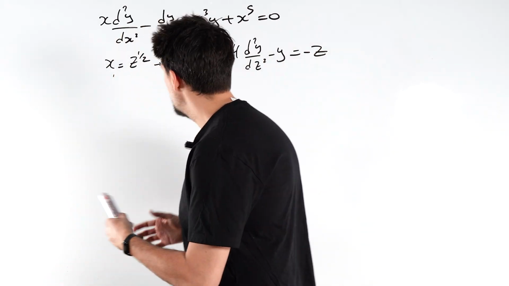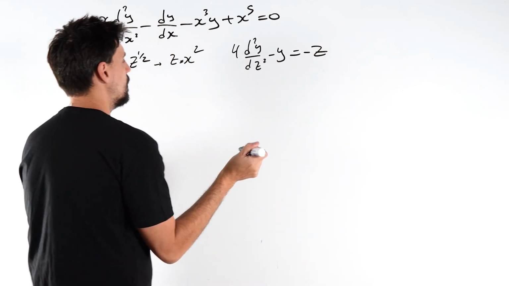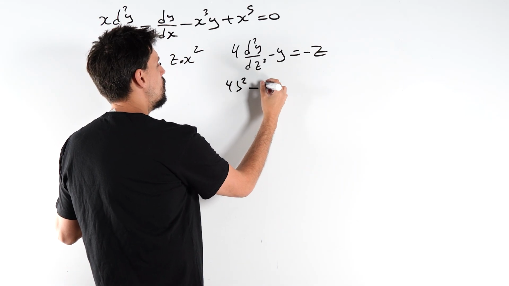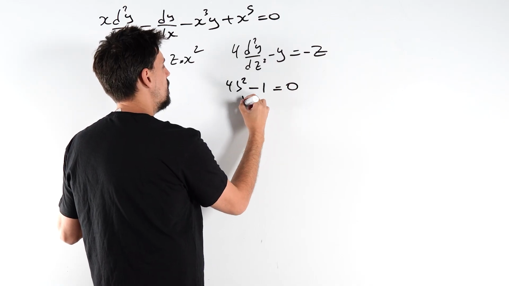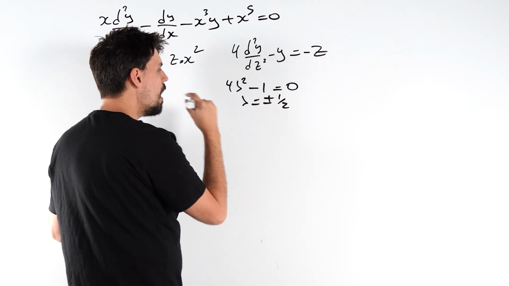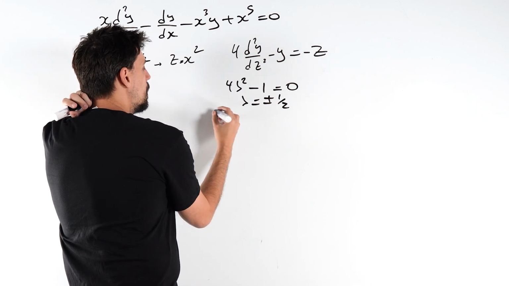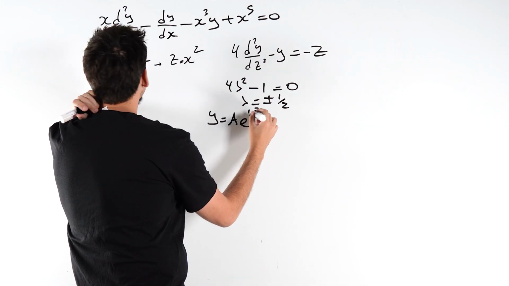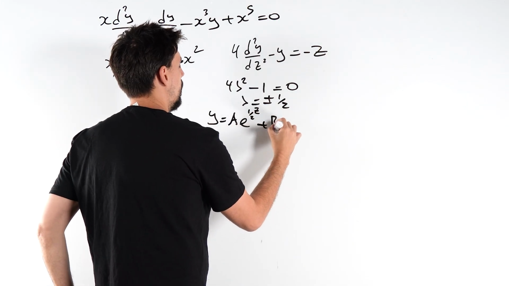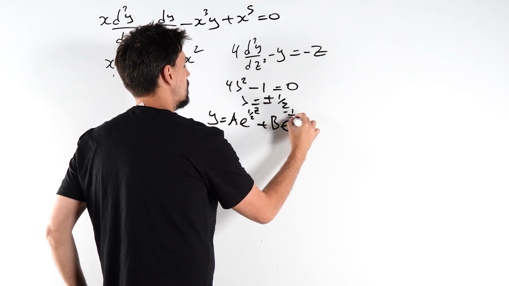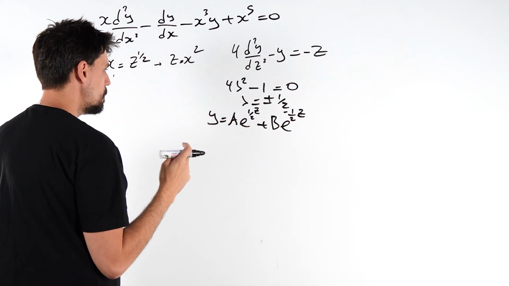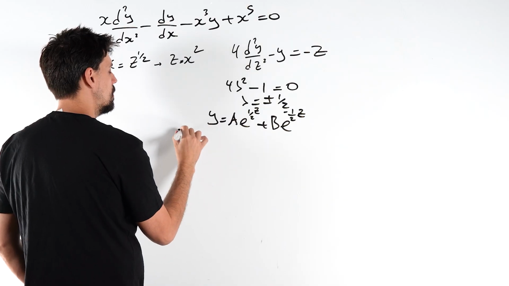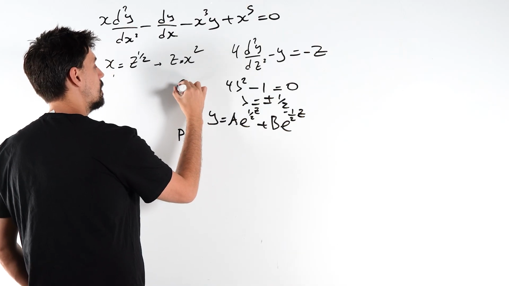Now this we can solve. So complementary solution: 4 lambda squared minus 1 is 0. That tells me lambda is plus or minus 1/2. So that's nice. We've already got our complementary solution: a e to the half z plus b e to the minus 1/2 z. Now we need to find the particular integral, the private investigator.